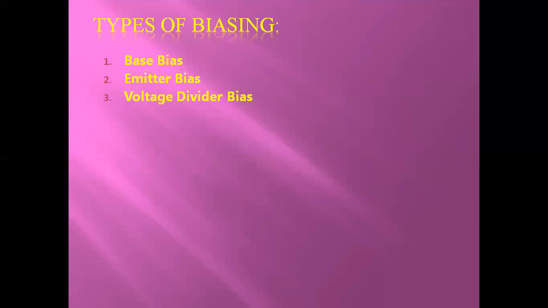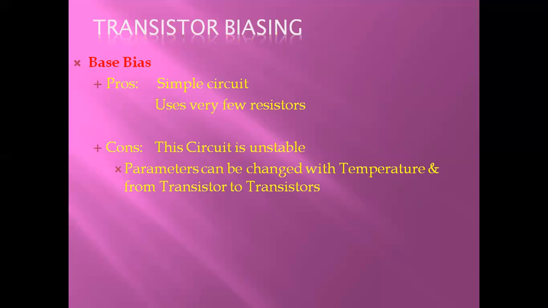So what are the types of biases we have? Base bias, emitter bias, and voltage divider bias. Going to the base bias, it is a very simple circuit that uses very few resistors. The circuit is unstable and parameters can change with respect to temperature and from one transistor to another, in the case of base biasing.